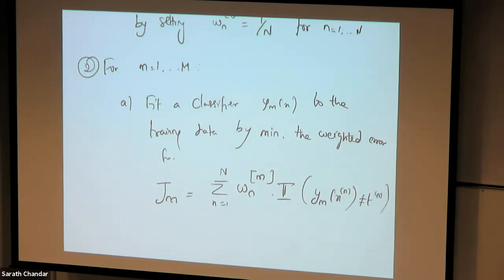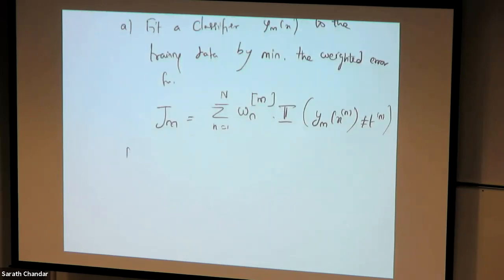Is that clear? So I have a weight for each mistake. This indicator function is 1 whenever the output of the model doesn't match the true label, and it is 0 otherwise. What I'm trying to do here is I have some weight for each example, and I'm trying to minimize this weighted error. Is that clear? Once you do that, we are going to evaluate a bunch of quantities.